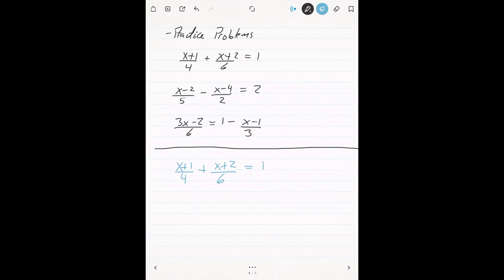All right, so we have this problem. We need to get rid of the denominators. So we need to multiply both sides of this equation by a number big enough to cancel out the 4 and the 6. So what number is that? What's a common denominator for 4 and 6? Let's see. 12 is a common denominator. So is 24, so is 36, etc.